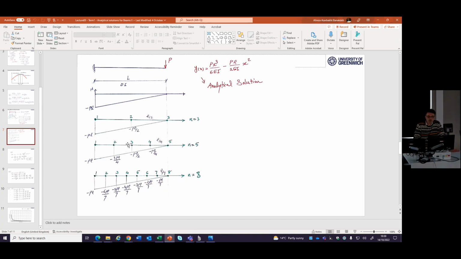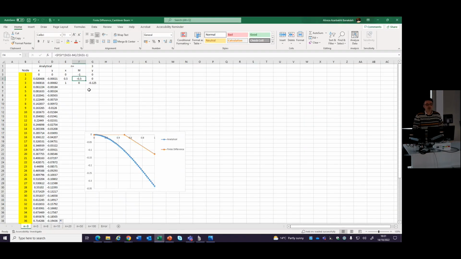For example, here, 5 minus 2 is 3. 5 minus 3 is 2. This is really 2 over 4. 5 minus 4 is 1. You can define the internal moment based on the n and the number of nodes. For the numerator and for the denominator, only n minus 1. Just play with it and you will figure it out.